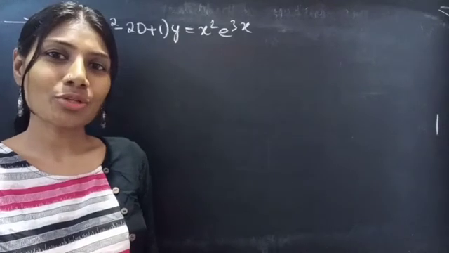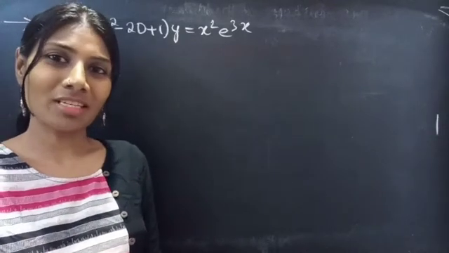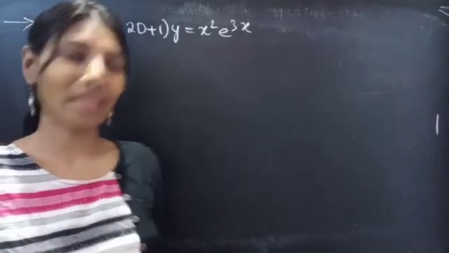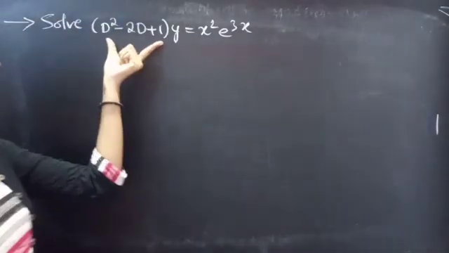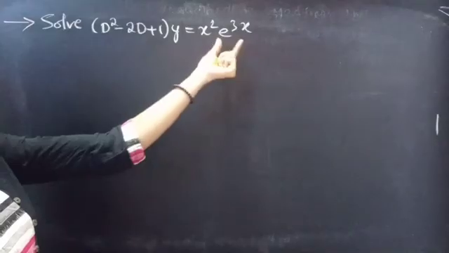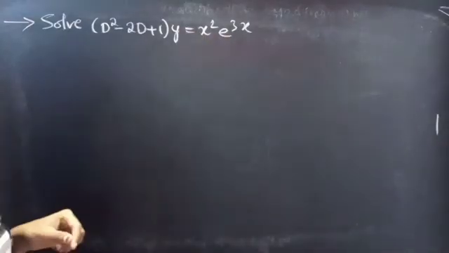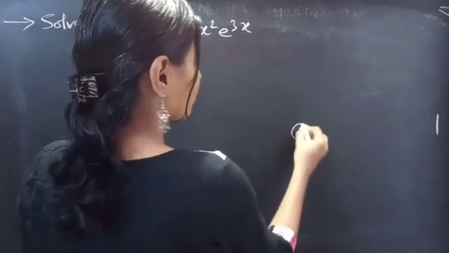In this video, we are going to solve a differential equation from higher order linear differential equations. So let's get going. Problem: solve (D² − 2D + 1)y = x² e^x. Firstly, let's find the order and degree of the given differential equation.